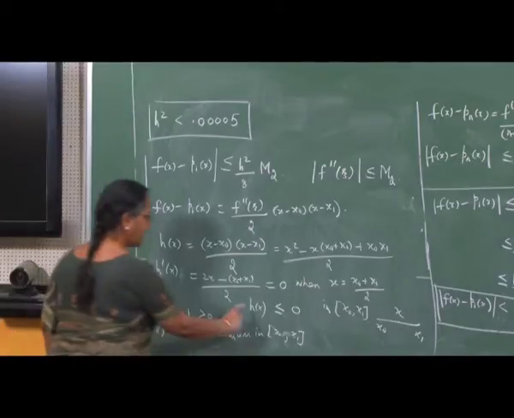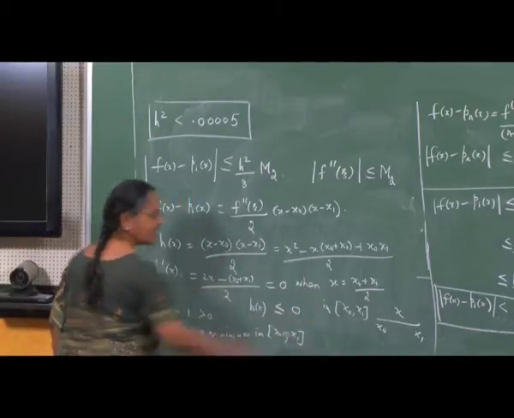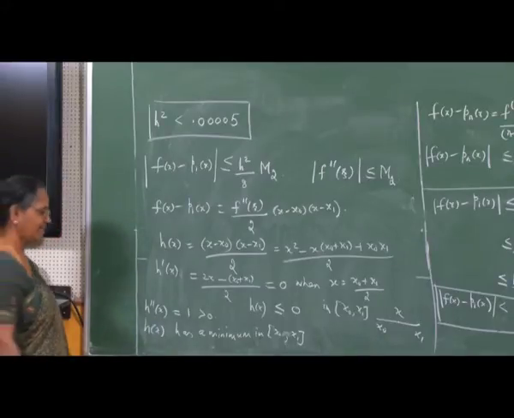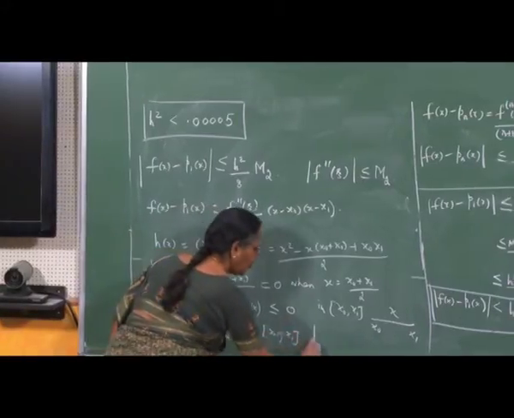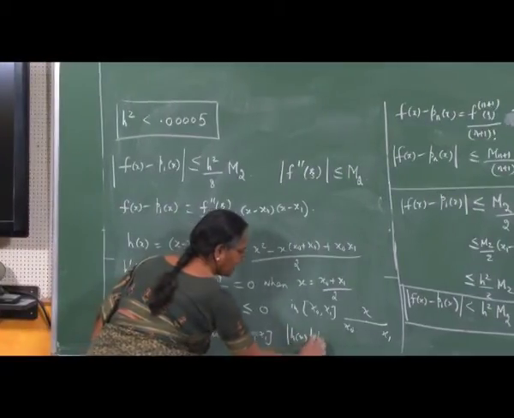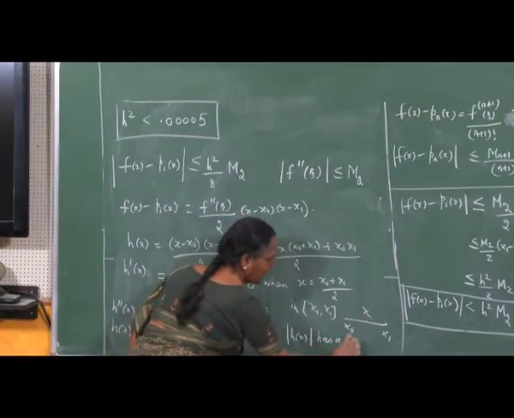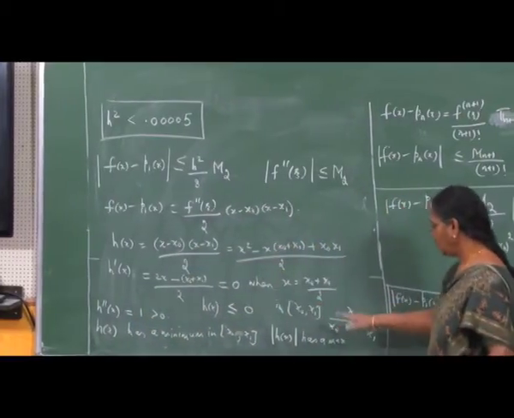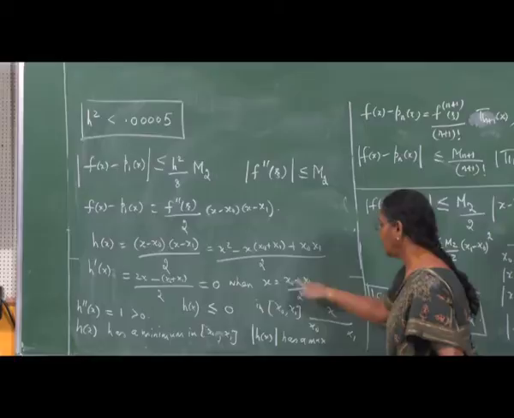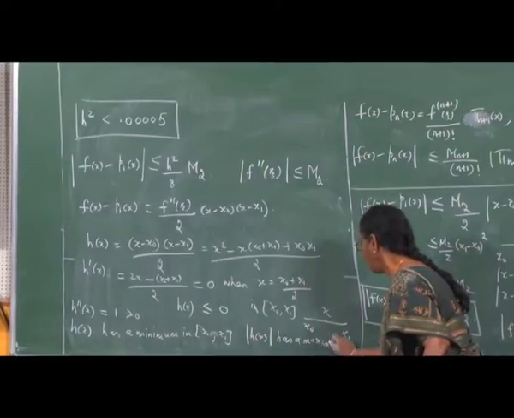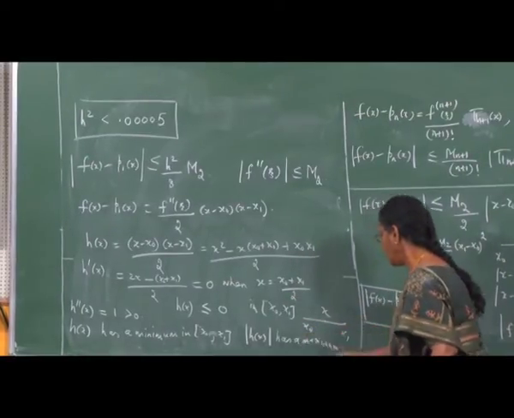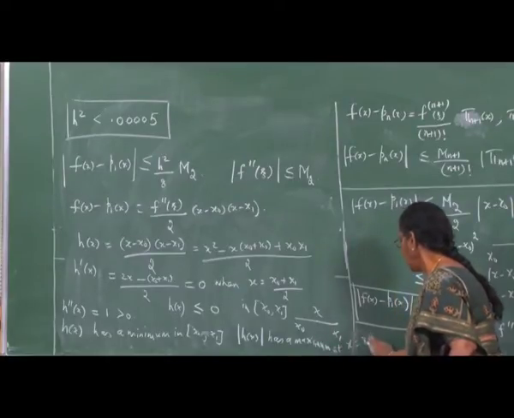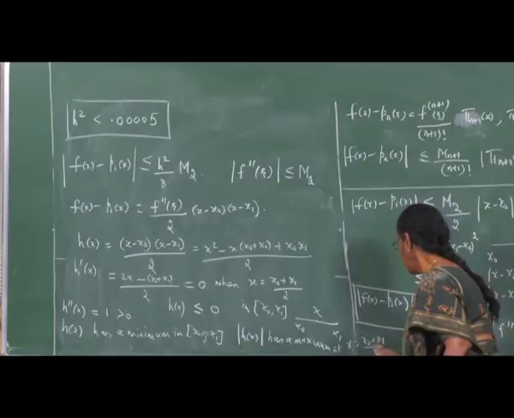We have shown that h of x is negative in this interval, and h of x has a minimum in the interval x naught to x1. So, therefore, modulus of h of x has a maximum where in the interval, at which point? At x is equal to x naught plus x1 by 2. So, modulus of h of x has a maximum at the point x is equal to x naught plus x1 divided by 2.